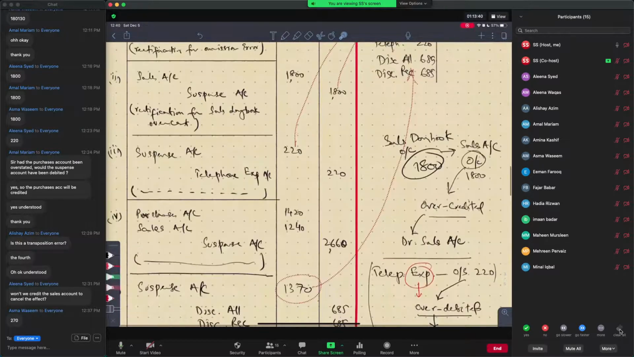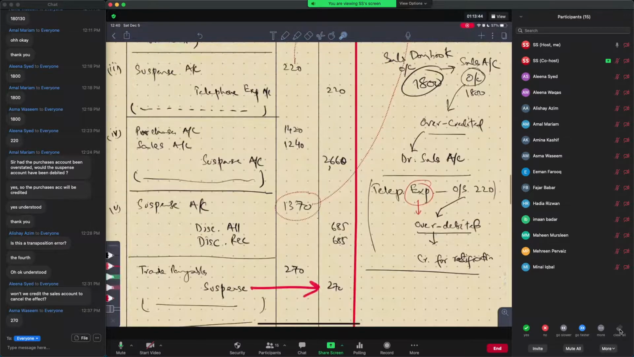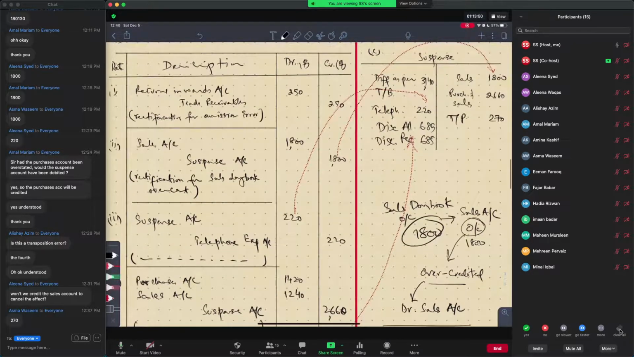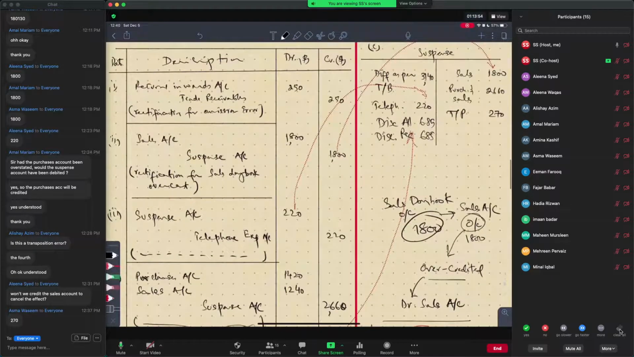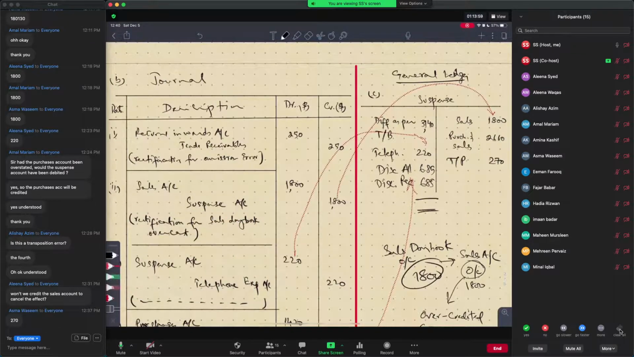And finally, we have suspense account credit 270 here. So suspense account will be credited 270 here for trade payables. And that is all. Hopefully we did not skip anything. And if our rectification procedures were correct and we have identified all the errors, then obviously if our rectification is correct, there should not be any disequilibrium left in the books.